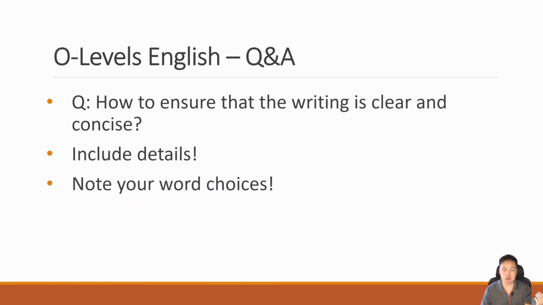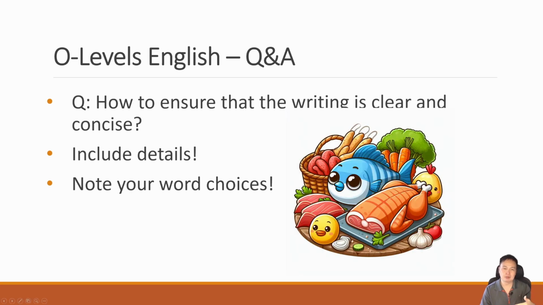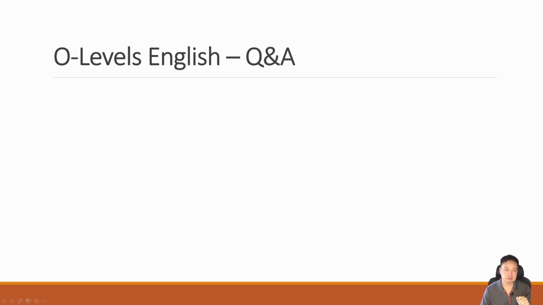Also, note your word choices, right? Word choices means don't use a lot of general words, right? I even have students who write, we need to buy some stuff. What do you mean by stuff, right? So that's too general, okay? So you need to give the details, right? So if you're organizing a barbecue, you need to buy some fish and meat and chicken, for example, right? And maybe some marshmallows. So those are the details. Don't just say I want to buy some food for barbecue, okay? That is too general, all right?